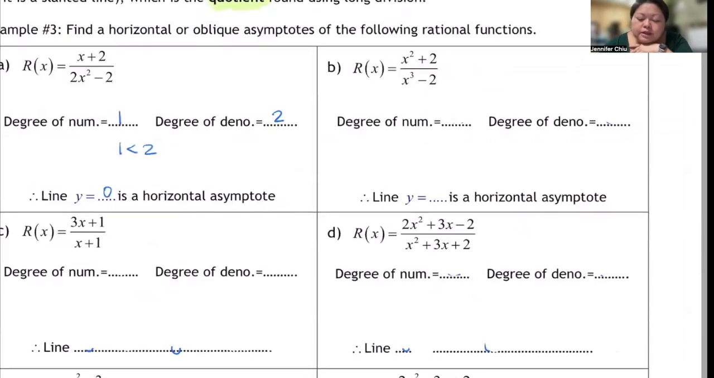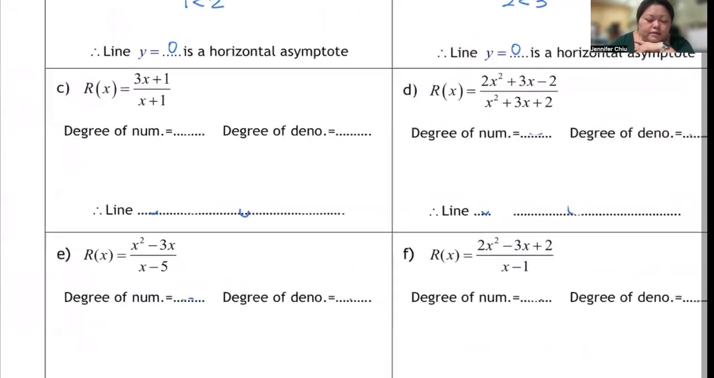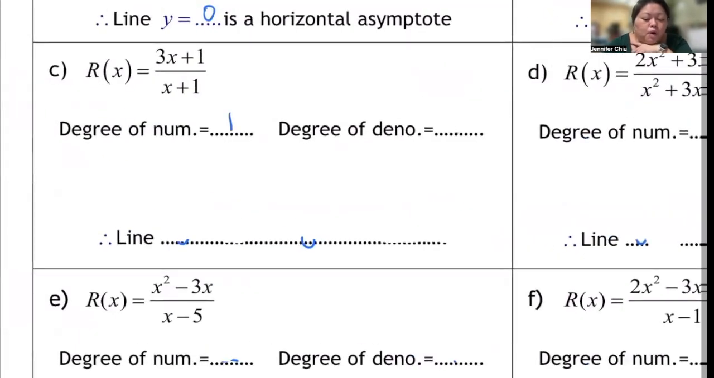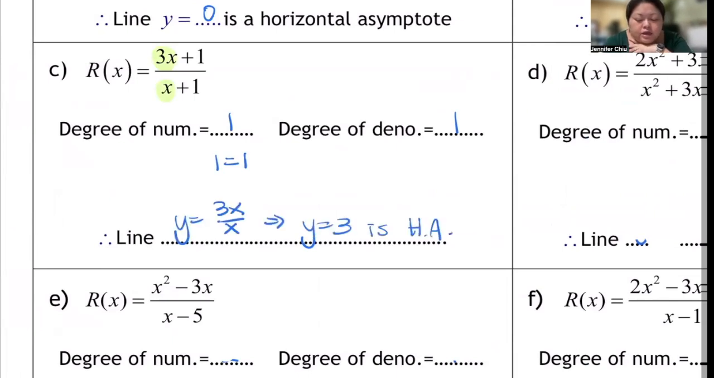Okay. Similarly, the next one, the top degree is 2, the bottom degree is 3. Since 2 is less than 3, y equals 0 again for your horizontal asymptote. Okay, in C here, you can see the top degree is 1, the power of x is 1, the bottom is 1, so they're the same. Therefore, you have to take your leading coefficients, your 3x and x, and reduce it out. So you take 3x over x, reduce that to get y equals 3, and that is your horizontal asymptote. That's why I put HA there.